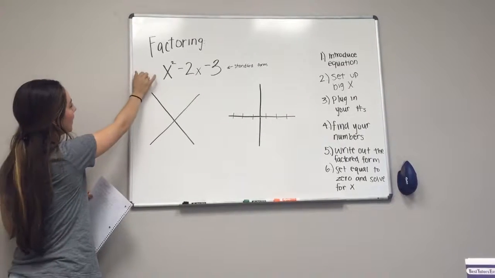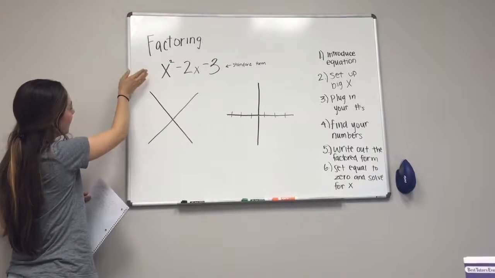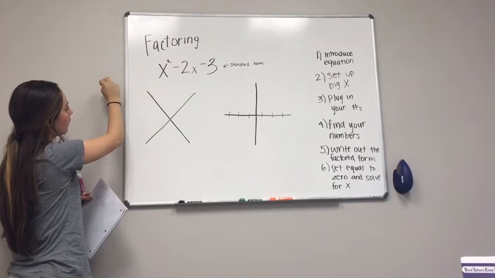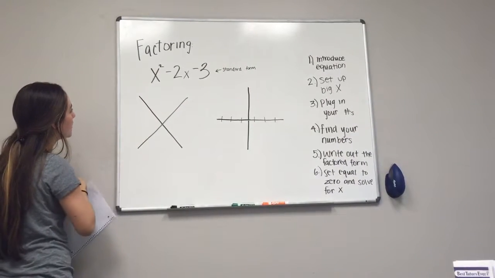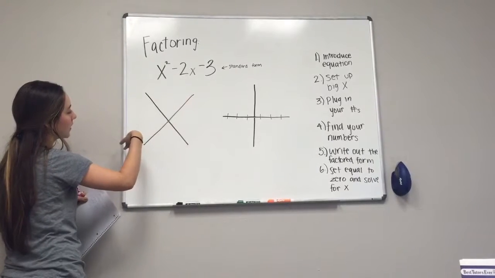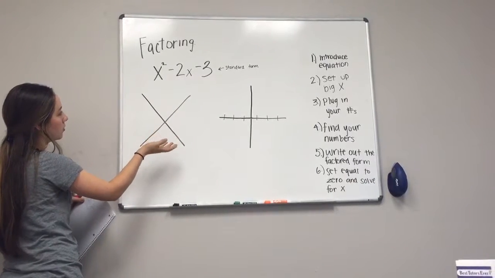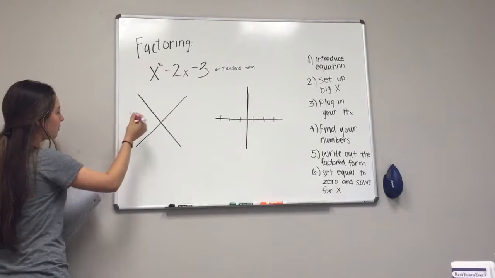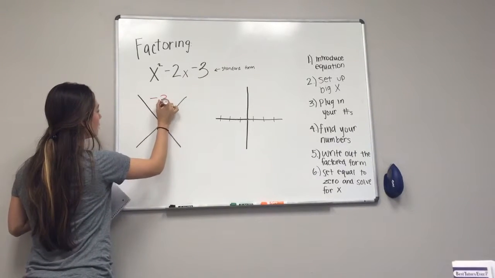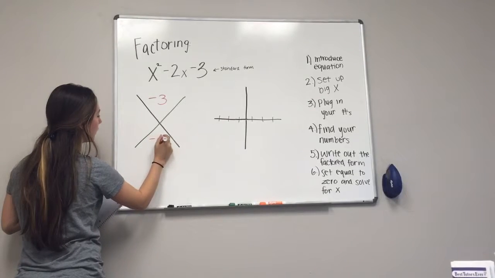So this is my equation right now in standard form already, and I have it like this already in standard form because it's easiest to factor when it looks like this. So my first step is going to be setting up the big X, and that's my method to solve the zeros for this. So you're going to put -3 up in this top box and then -2 down here.